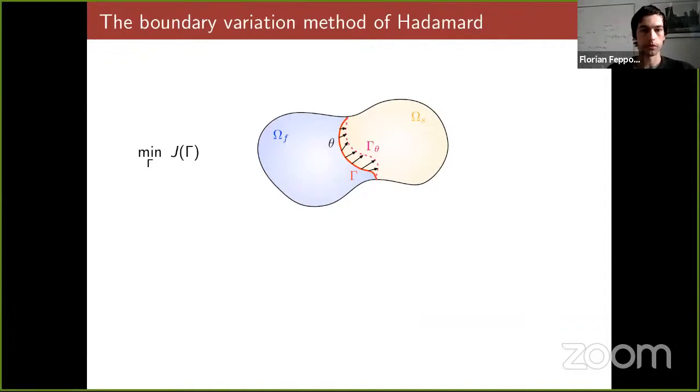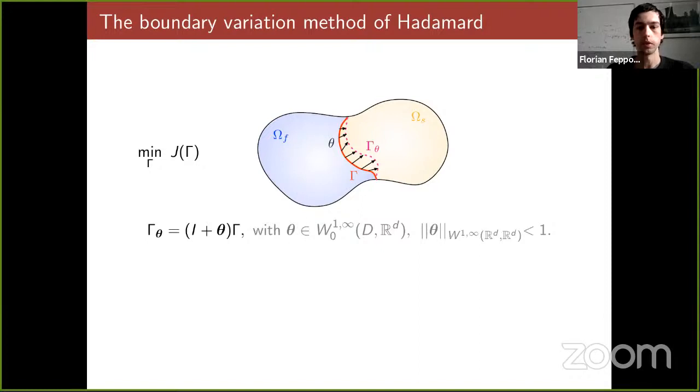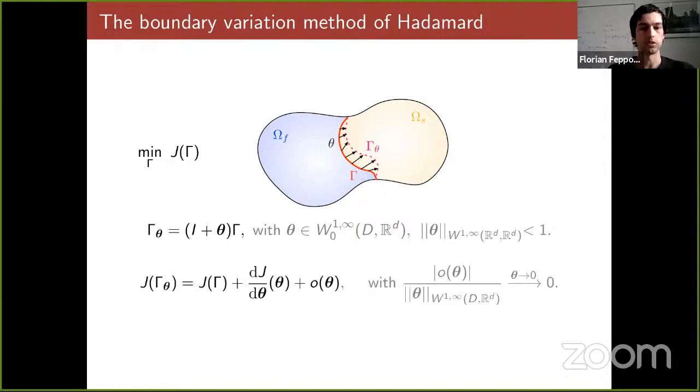Contrary to the three previous presentations, we consider the boundary variation method of Hadamard. So we don't use a density-based approach. We use an approach in which the design field is the boundary of the interface between the fluid and the solid. We compute sensitivities with respect to small variations of this boundary. We consider vector fields theta on the boundary, and with the use of shape gradients, we are able to compute asymptotics with respect to small variations. The shape gradients tell us how to update the boundary to improve the design iteratively.